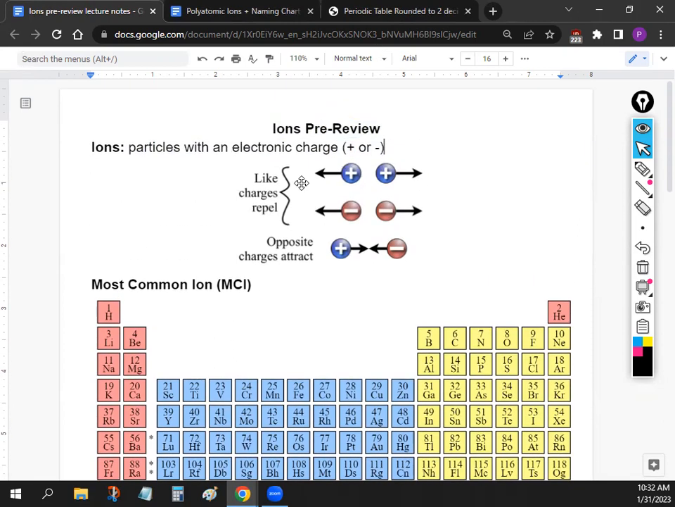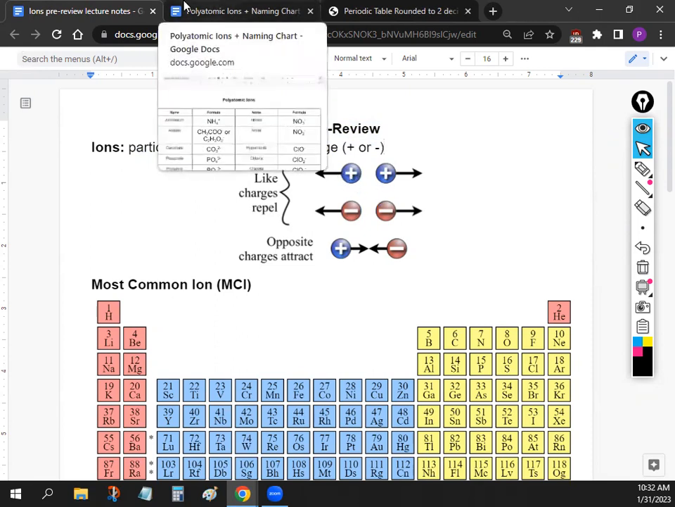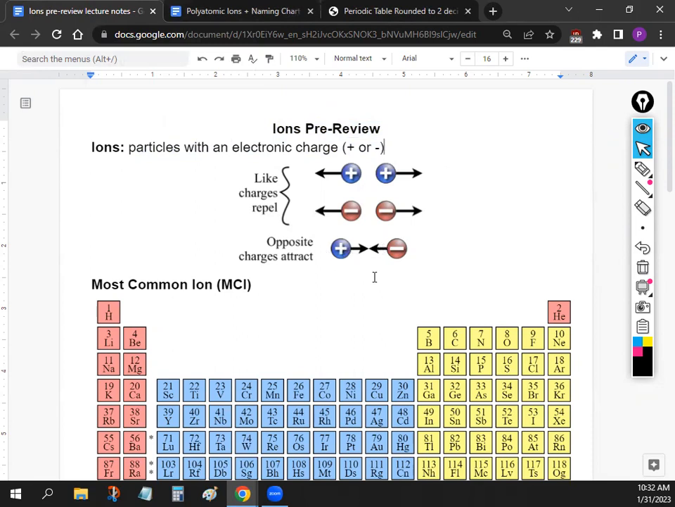And what we learned is that if you have two charges that are the same, so positive and positive, they're going to push each other away, okay? But if you have a positive and a negative, they're going to attract. They're going to attract together and combine to form a new chemical. And that's what we're going to be learning about, okay?